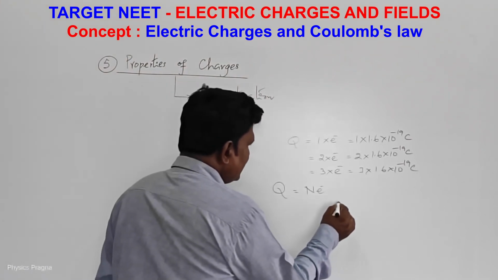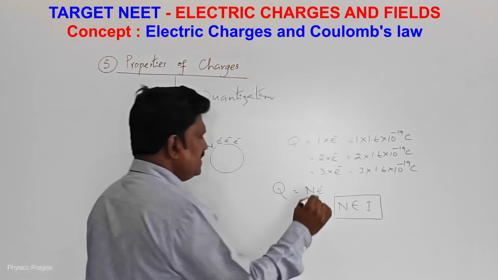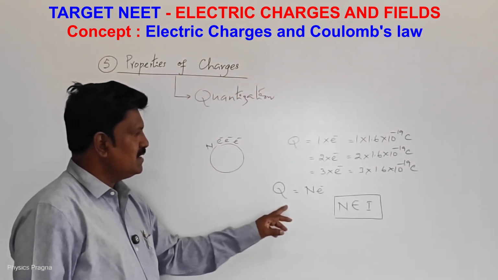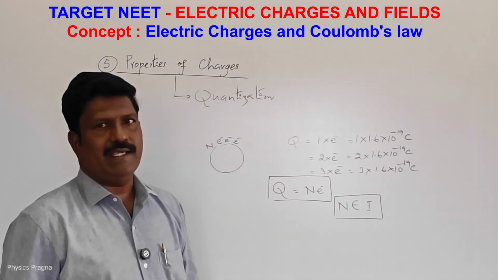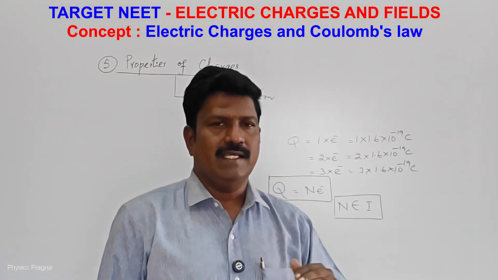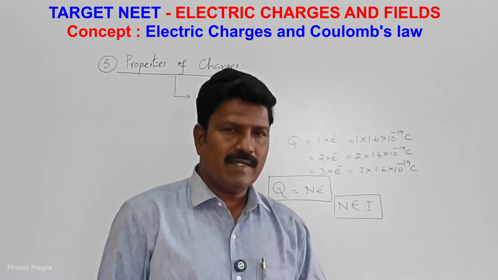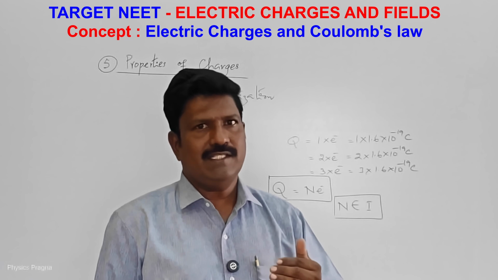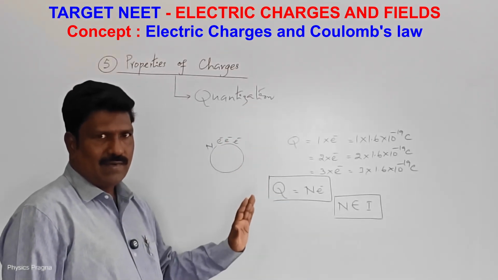Here n is an integer. This is called quantization of charge. So the charge on a body always increases in steps or decreases in steps. If we give electrons, it is negatively charged. If you remove electrons from a body, then it is a positively charged body. The charge is always quantized.